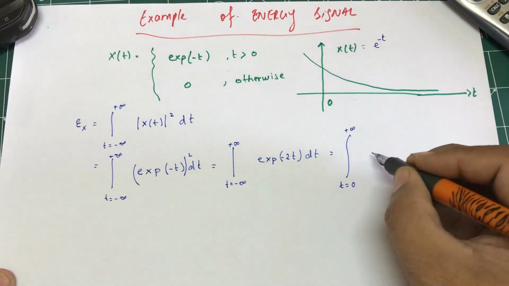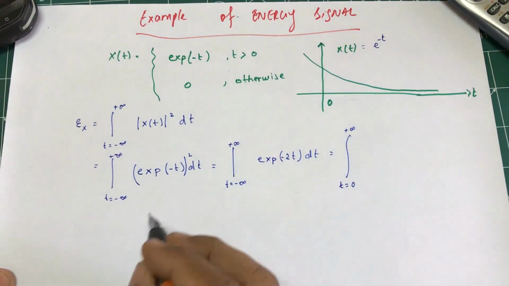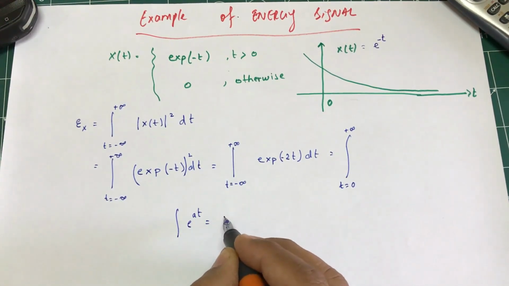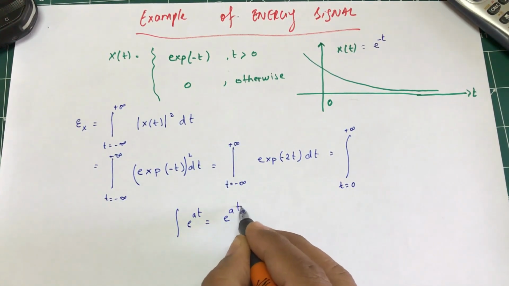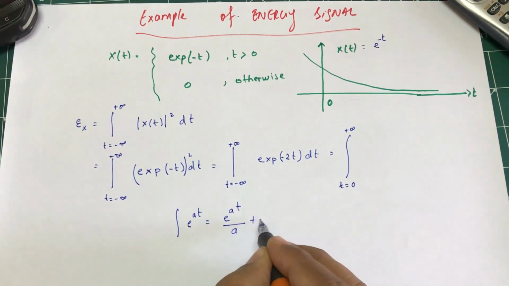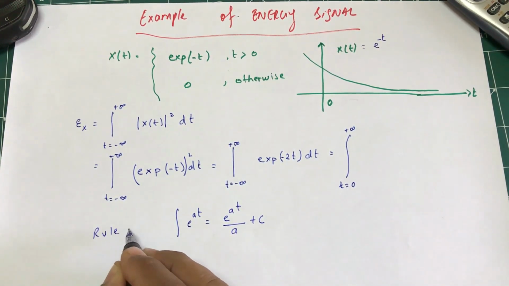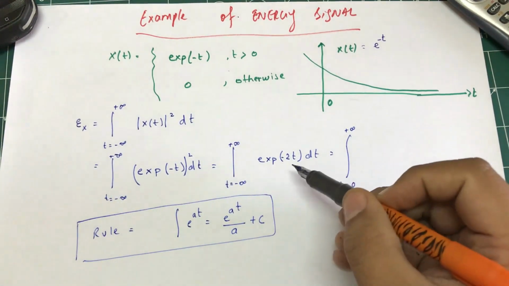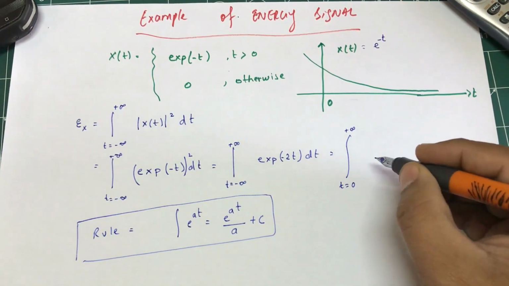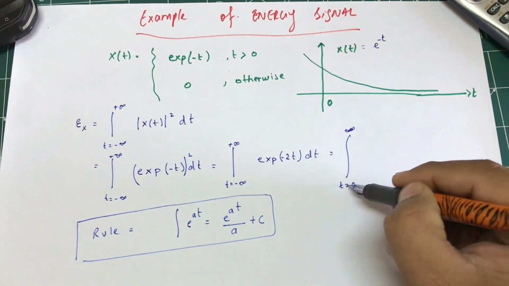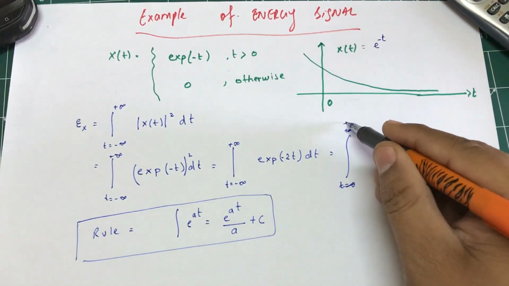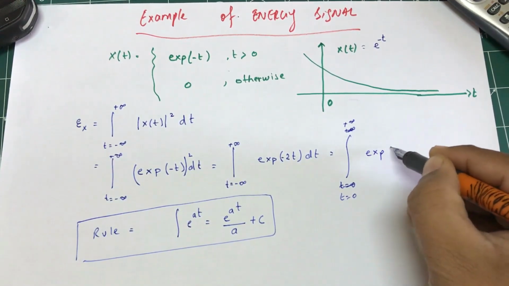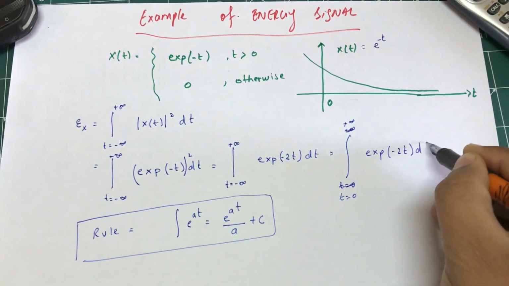So once I integrate this, I'm going to reuse this rule. The integration of e to the at is e to the at divided by a, plus C. This is the integration rule that I'm going to use. So once I apply this, what do I get? I get this kernel. So this is going to be t as it goes from 0 to positive infinity, exp minus 2t dt.